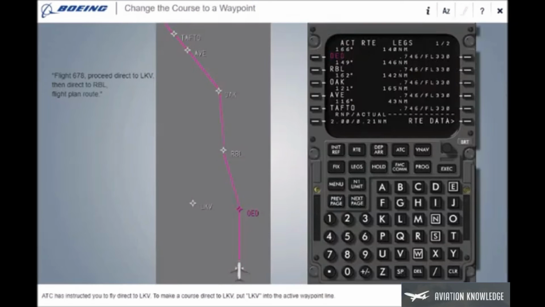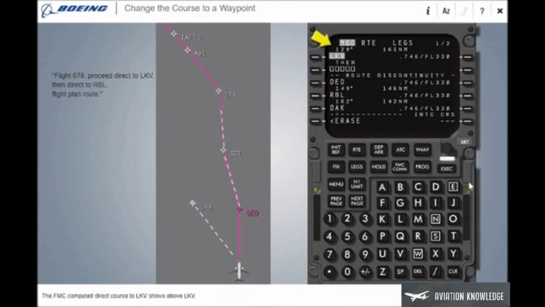ATC has instructed you to fly direct to Lakeview. To make a course direct to Lakeview, put LKV into the active waypoint line. The FMC computed direct course to Lakeview shows above LKV. Now connect the route discontinuity. Execute the modification.